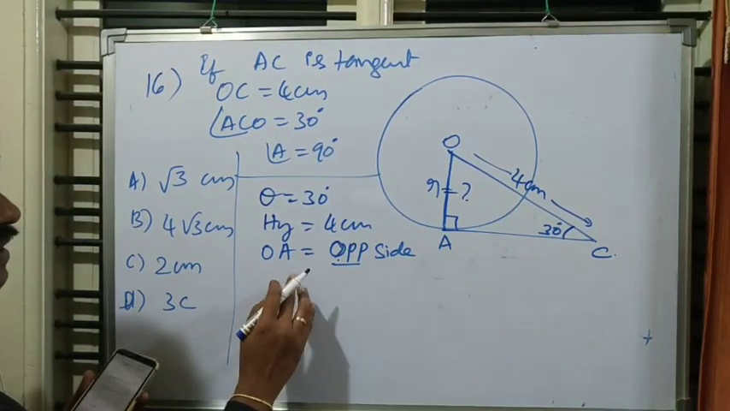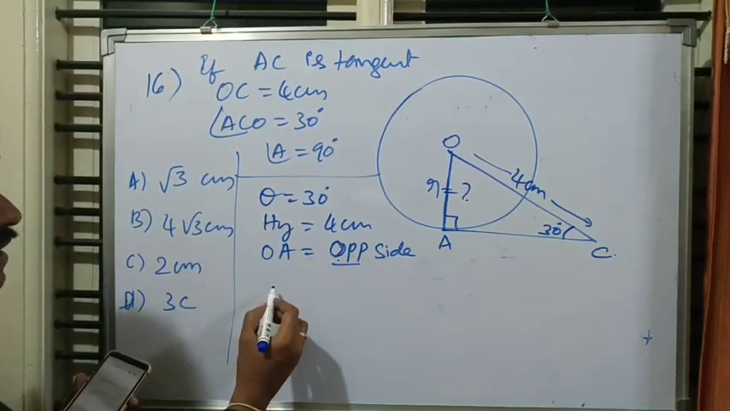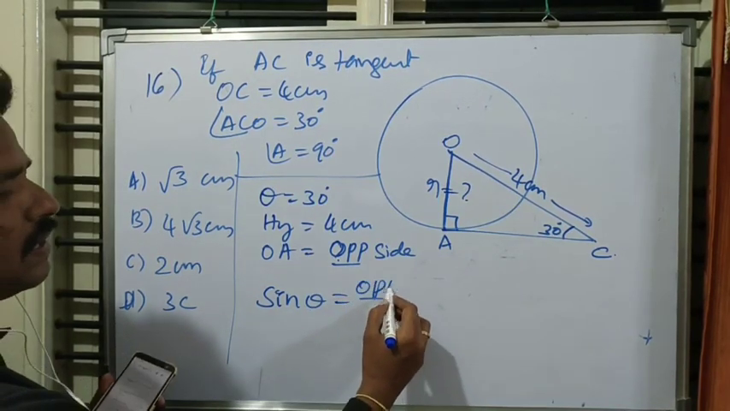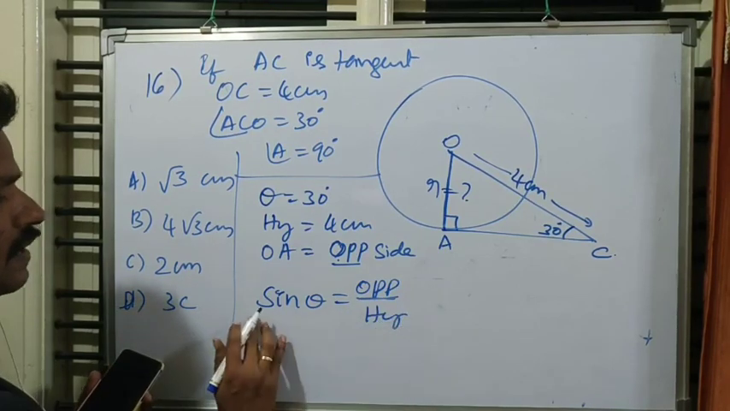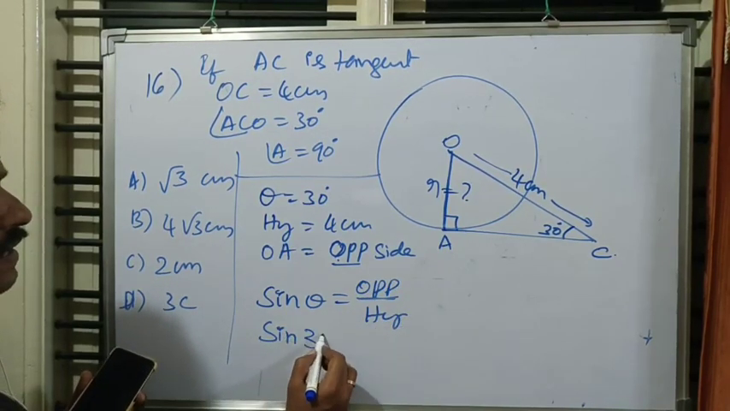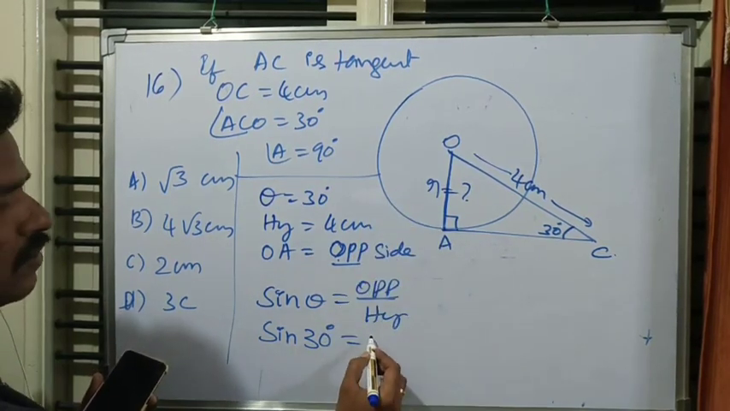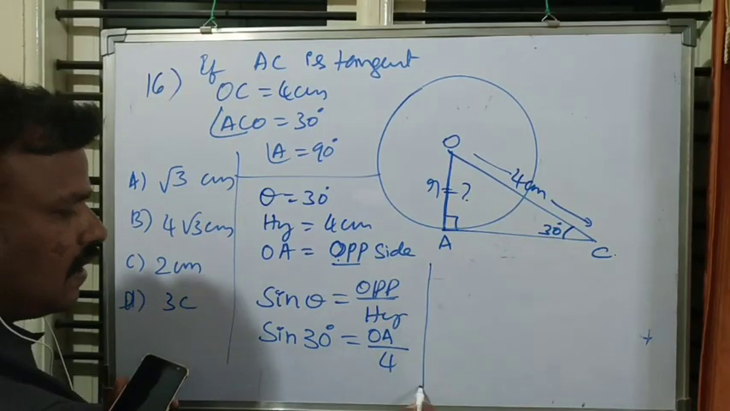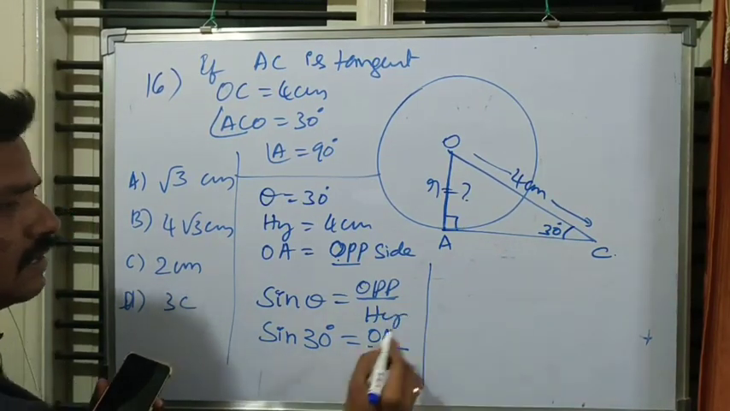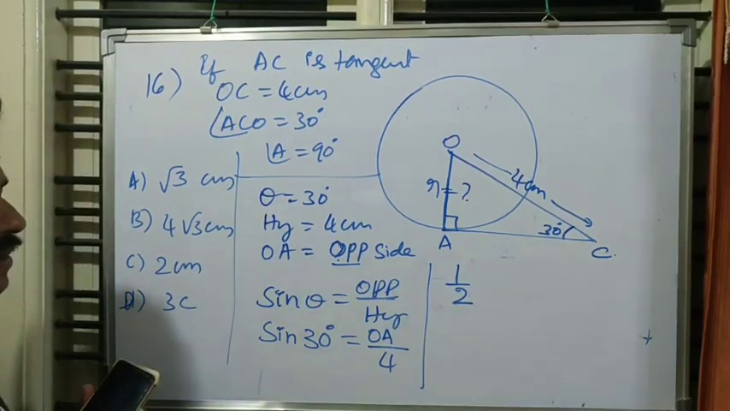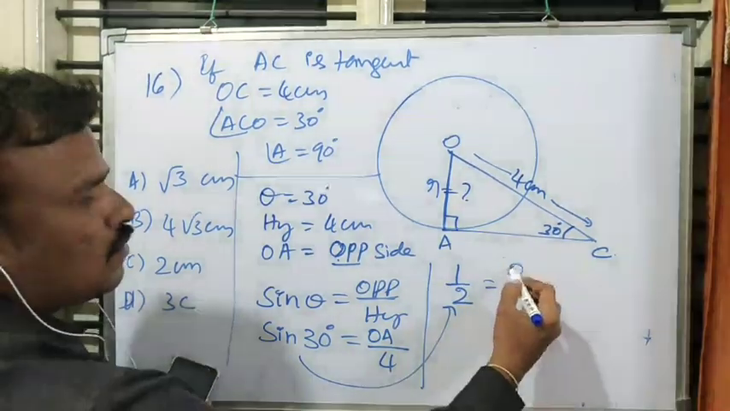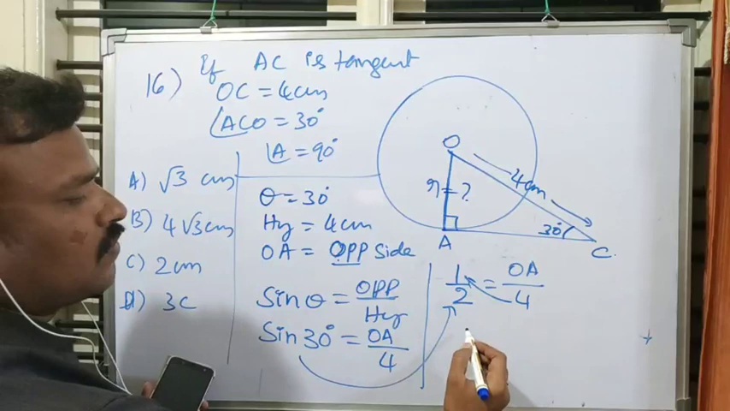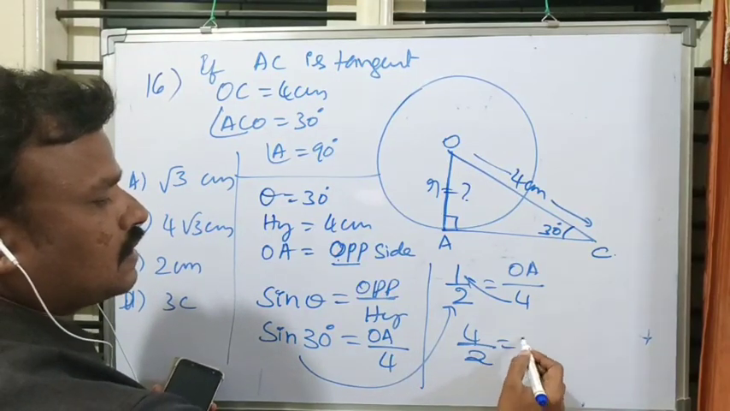According to that ratio, we know the hypotenuse and we need the opposite side, so sine theta. You know that sine theta is equal to opposite by hypotenuse. Theta value is 30 degrees. Opposite we don't know, keep it as OA. Hypotenuse they have given as 4 centimeters. Sine 30 degrees value is 1 by 2. Then OA, and there is a 4. Do the cross multiplication: 4 ones are 4 by 2, that is equal to OA.